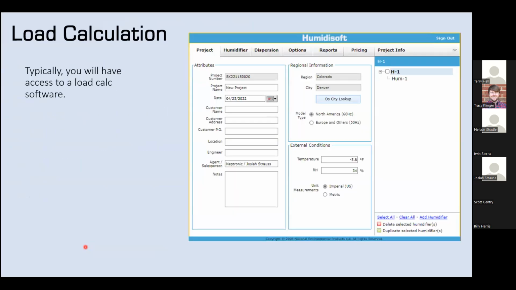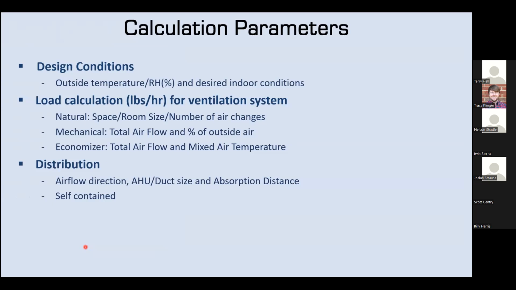So when you consider your design conditions, this is just to calculate load. You want to know what your design conditions are in the space, and then you can calculate your load using the volume of the space. You can use your airflow and percent outside air. That's most common.